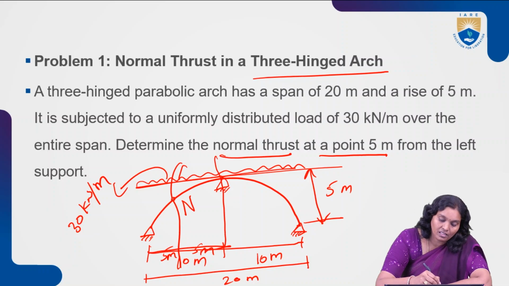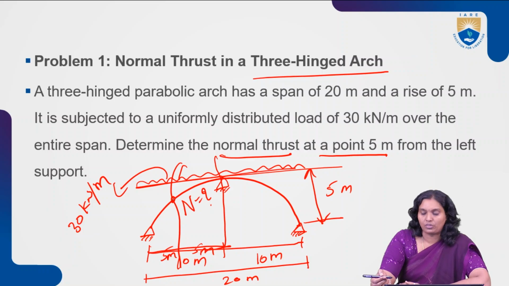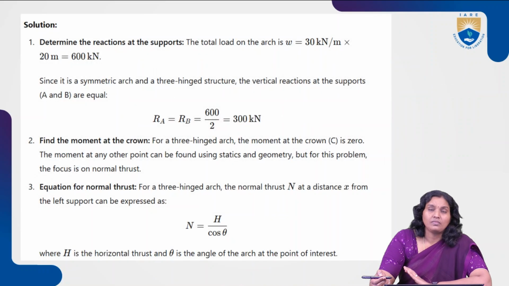This is the given data. This is what we are going to find out: the normal thrust at this point. From here, determine the reactions at the support. So first we are going to find out the reactions at the support.